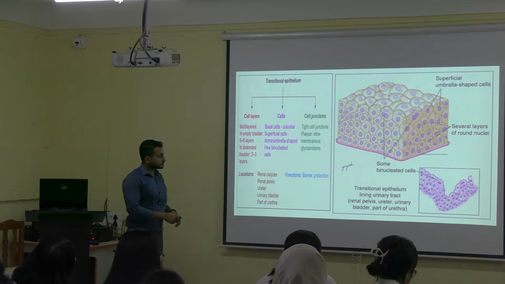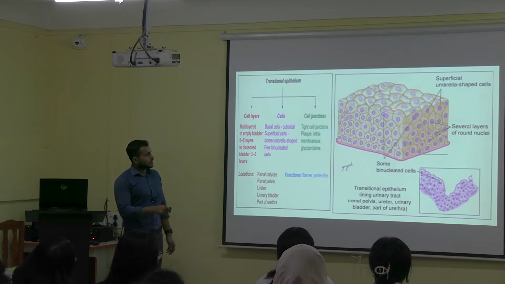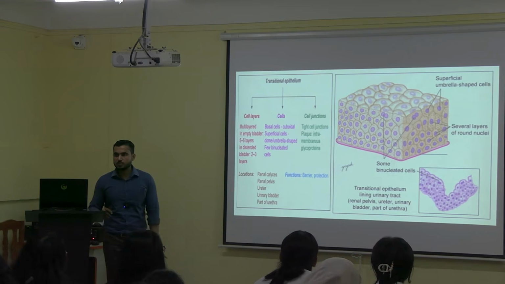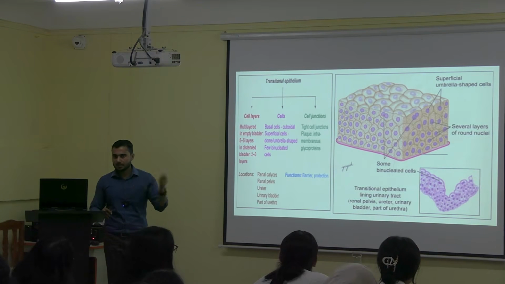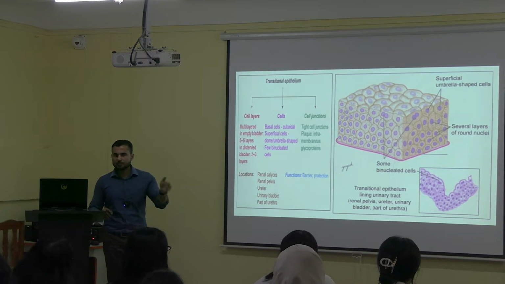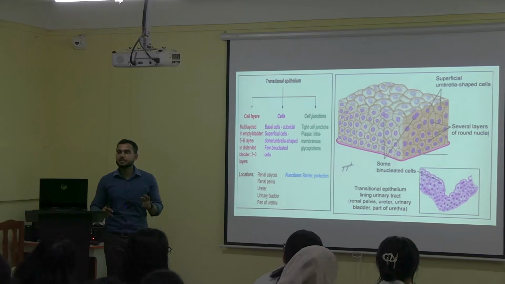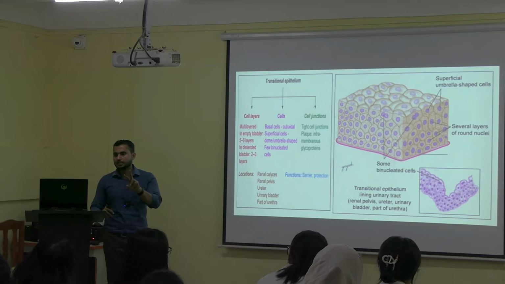Next, on the surface some cells are binucleated also, meaning two nuclei are present. In this type of epithelium, the cells at the surface are umbrella shaped and sometimes they have two nuclei. That's why they are binucleated. These are some specialized features of the transitional epithelium.